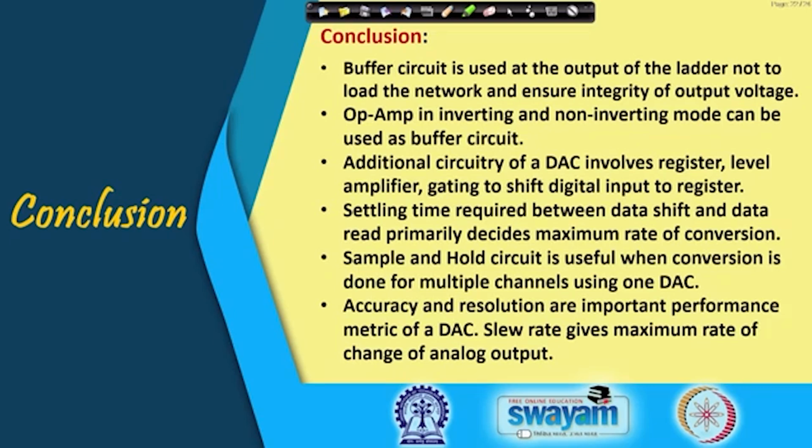Accuracy and resolution are important performance metrics of a DAC, and the tests we have seen, monotonicity test and steady state accuracy test, are the kind of tests that we perform to figure out if there are any issues in the conversion. Slew rate gives the maximum rate of change of analog output, and this is also an important quantity. And we also discussed one practical 8-bit digital to analog converter, DAC 0808, and we found how it is useful in converting a digital input to the corresponding analog equivalent.